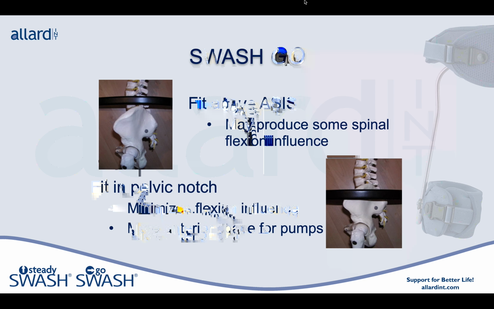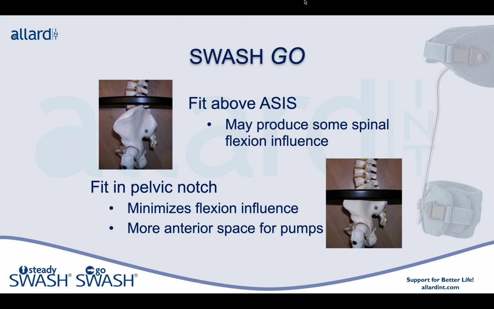The pelvic section of the Go is fitted above the ASIS when we're looking to achieve a little bit of a spinal flexion influence. We fit the pelvic section at the pelvic notch when we want to minimize that flexion influence, or we're looking to create more anterior space to accommodate those baclofen pumps.